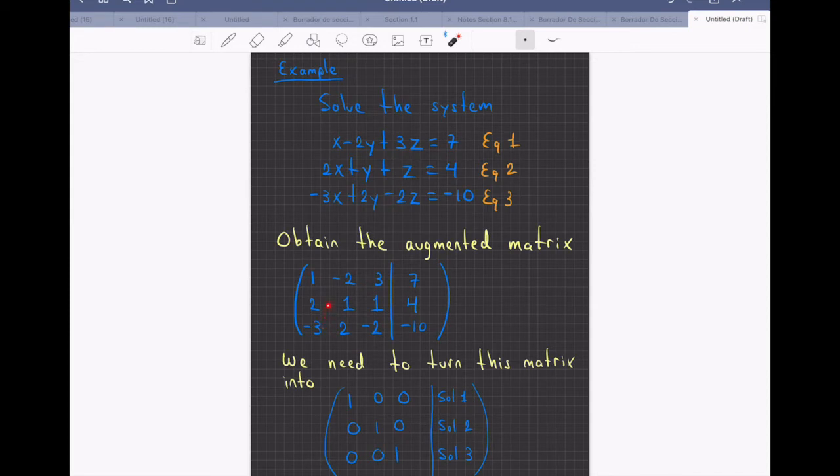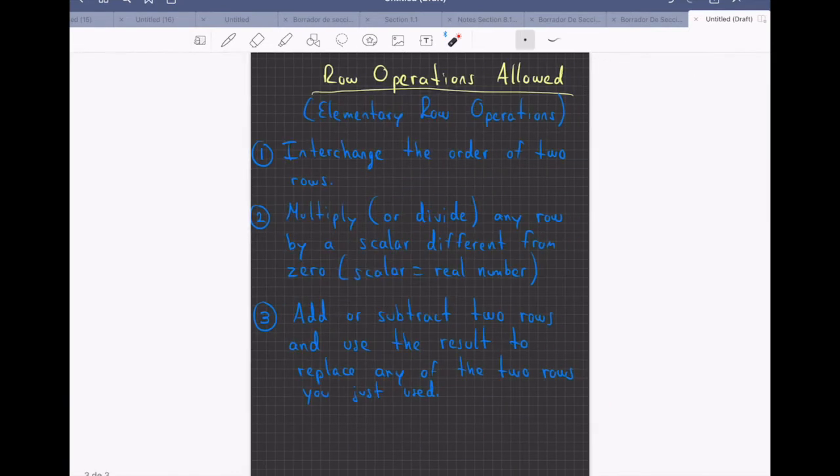and what do I mean with adding? I mean that you can add element by element. This one with this one, this one with this one, this one with this one, and this one with this one. Yeah? You can add the 2 rows, and then after that, you will have 1 row. That result, that row, you can use it to replace either of the rows you just used, row 1 or row 3. Yeah? And it's the same for subtraction. Add or subtract 2 rows and use the result to replace any of the 2 rows you just used.